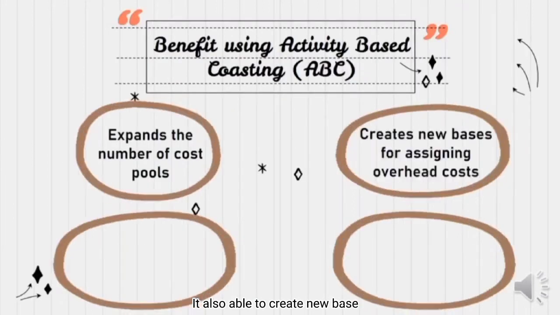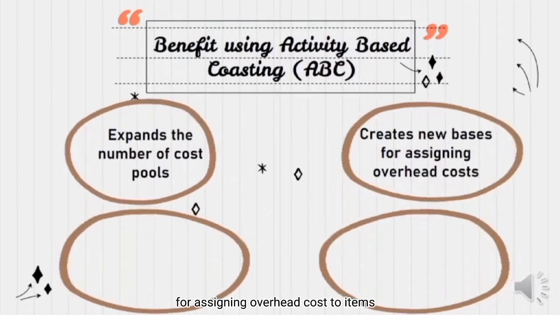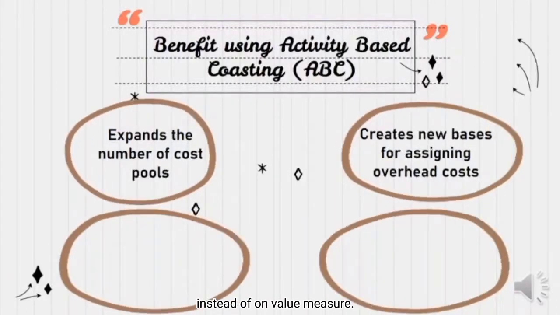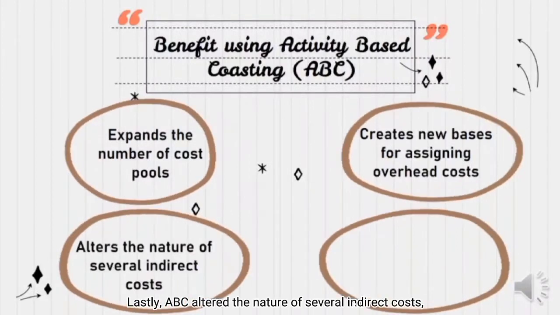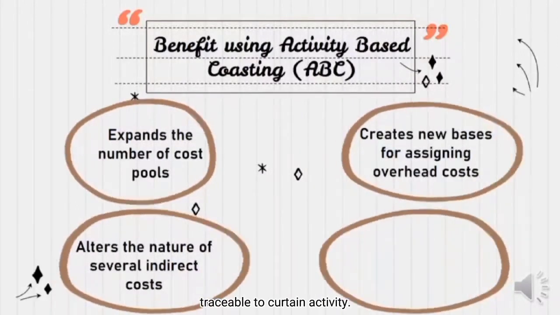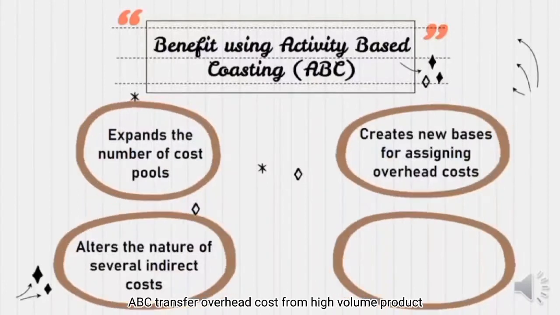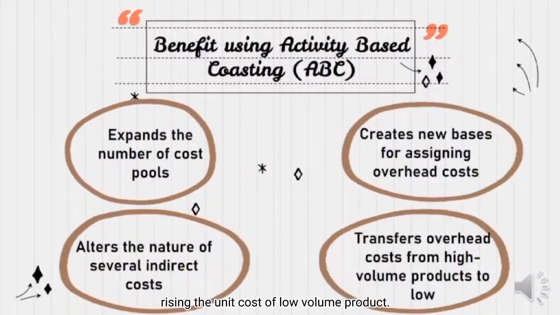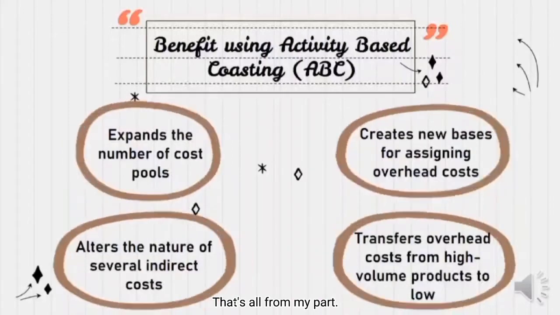It is also able to create a new base for assigning overhead costs to items, such that costs are allocated based on the activity that generates costs instead of on a value measure. Lastly, ABC alters the nature of several indirect costs, making costs previously considered indirect traceable to certain activities. Alternatively, ABC transfers overhead costs from high-volume products to low-volume products, raising the unit cost of low-volume products. That's all from my part.